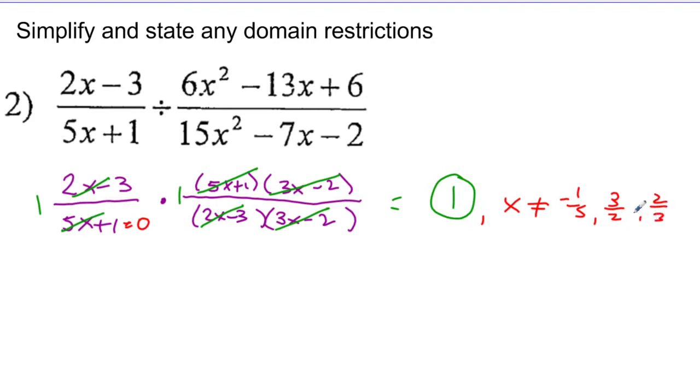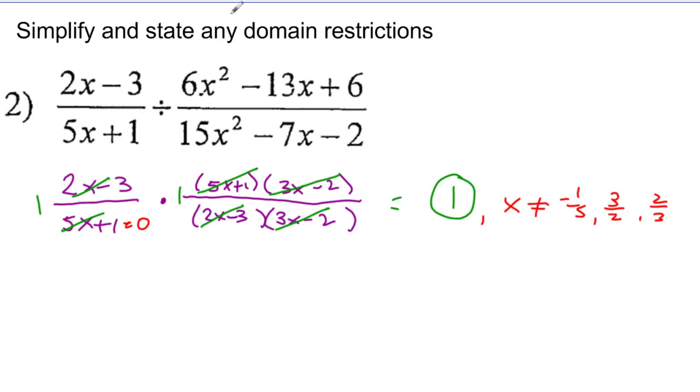So we actually get 3 different values that we have to restrict because they would make the denominators turn into 0. And remember, with division, we also have to take a look at the numerator of the second fraction, because that was a denominator when we started. But in this case, 5x plus 1 we already took care of, and 3x minus 2 we already took care of. So don't forget to state your domain restrictions. We can't just say the answer is 1.